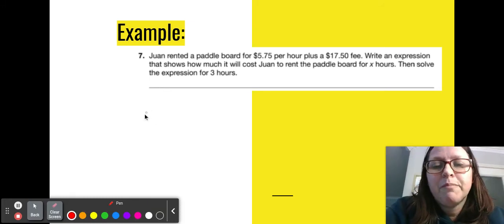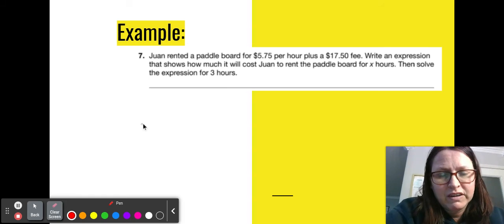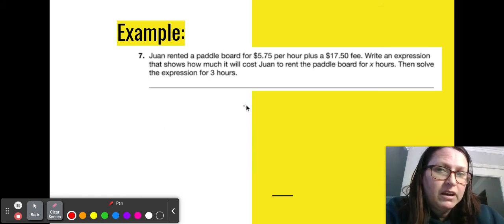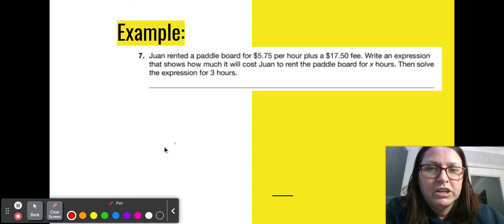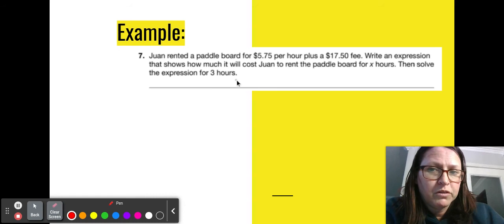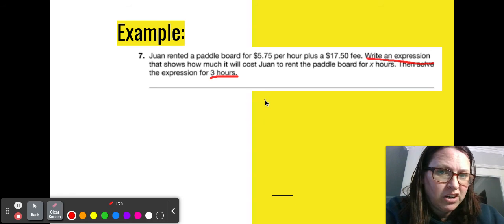It says Juan rented a paddleboard for $5.75 per hour plus a $17.50 fee. Write an expression that shows how much it will cost Juan to rent the paddleboard for X hours, then solve the expression for 3 hours. So first thing I have to do is write an expression, and then I have to solve an expression.